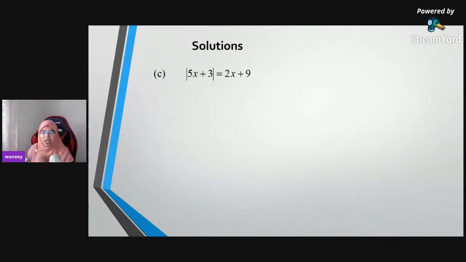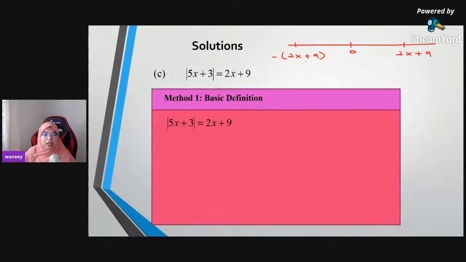Okay, so now let us check. Open using the basic definition. One will become a plus, one will become a minus. Okay, so this is 0. So the positive one will be 2x plus 9, negative will be the negative of 2x plus 9. So separate them into 2: 5x plus 3 equal to 2x plus 9, or 5x plus 3 is equal to the negative of 2x plus 9.